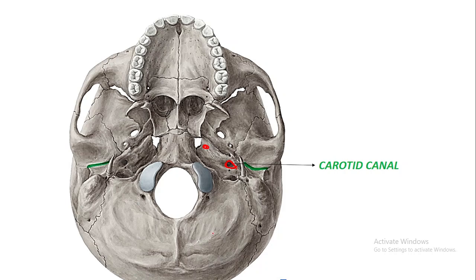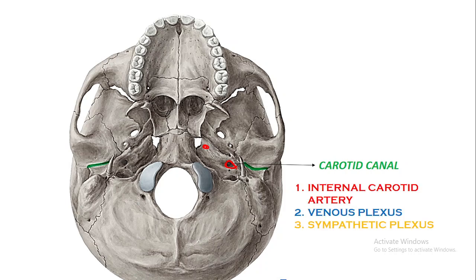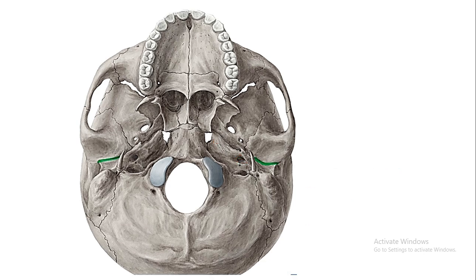So stenosis or aneurysm within this canal are major stroke risks. This is also an important surgical landmark in any procedure involving the base of the skull, and it is also crucial to evaluate during skull fractures. The contents are the internal carotid artery, venous plexus, and sympathetic plexus.